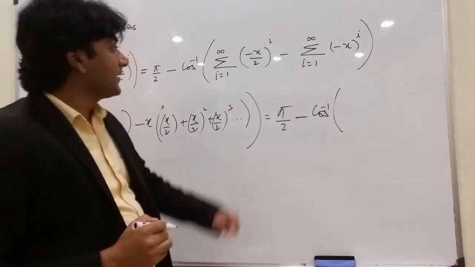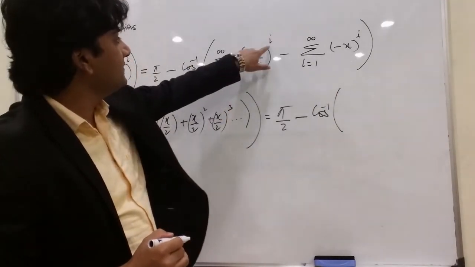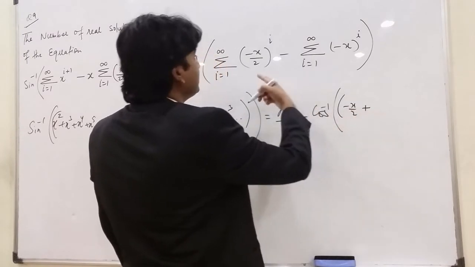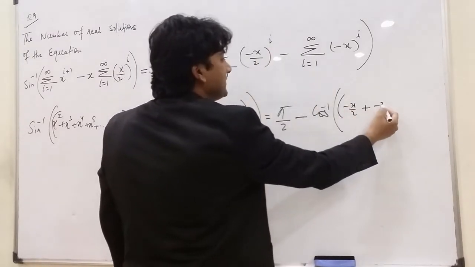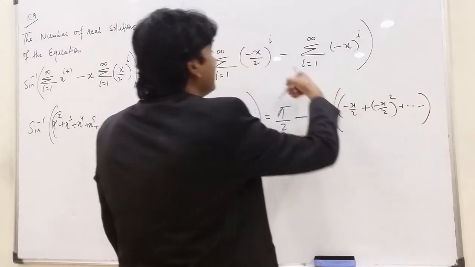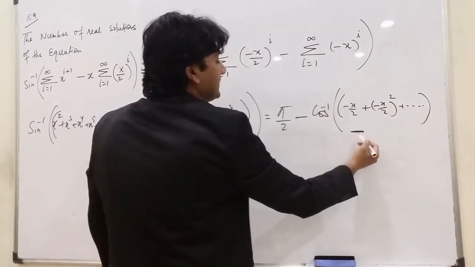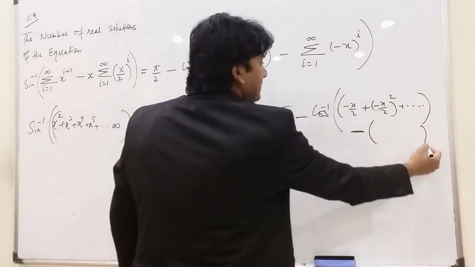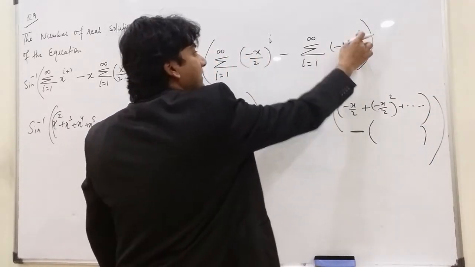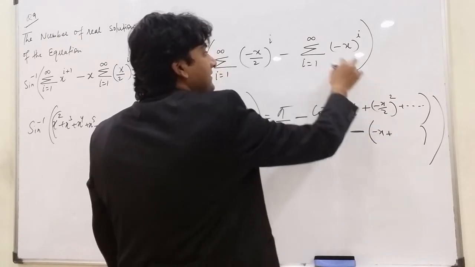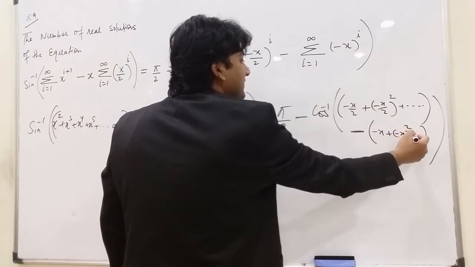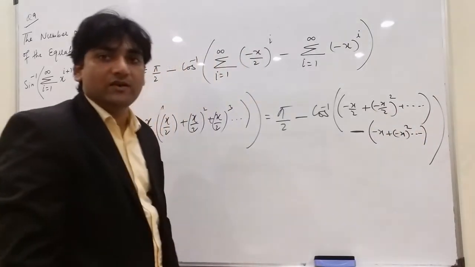then I equals 1, so minus x by 2. So here minus x by 2. Then again minus x by 2 whole square, similarly like that, okay. Now again minus sign, then we have to complete this also. If I is 1, then this is minus x. If I is 2, then this is minus x whole square, then similarly minus x whole cube and so on.